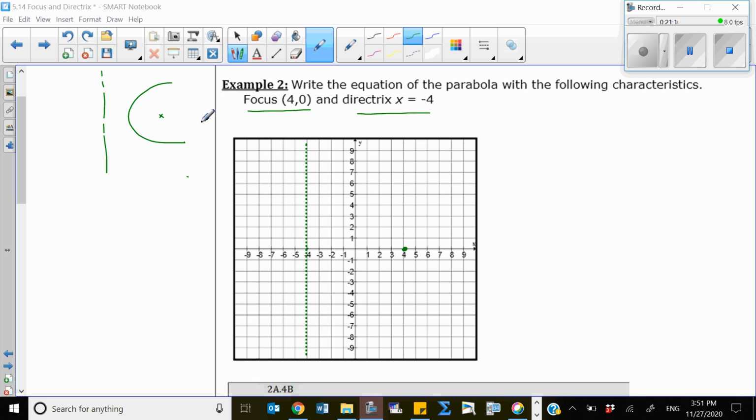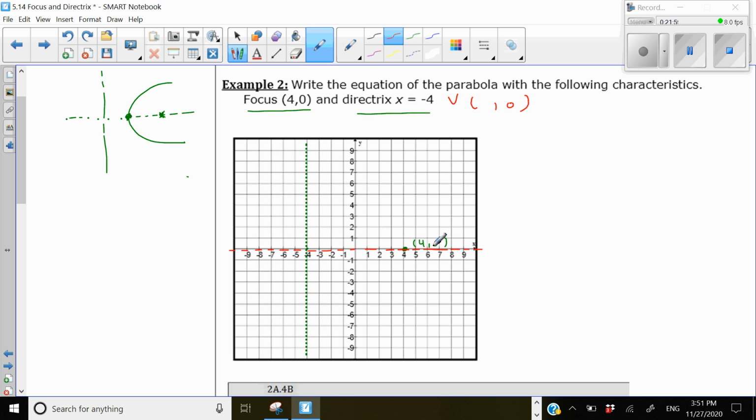Okay, now we need to find the vertex. I know that the vertex is going to be on the axis of symmetry, because the axis of symmetry is going to pass through the vertex and the focus. They're both on the same line. If the focus is at (4, 0), I know that the axis of symmetry is going to be this line, and the vertex is somewhere on this line. That means I know for sure the y value of the vertex is going to be 0.